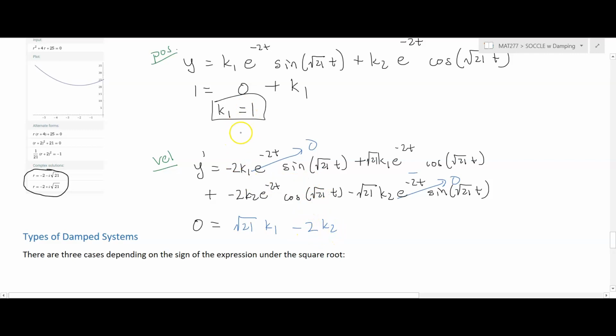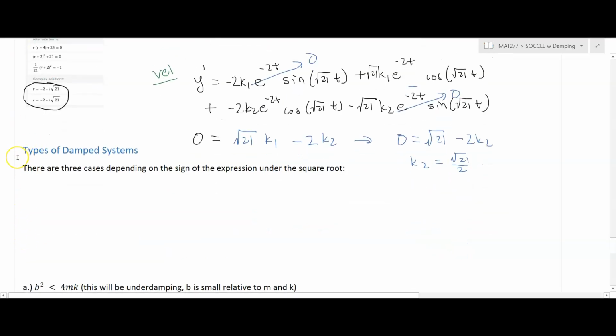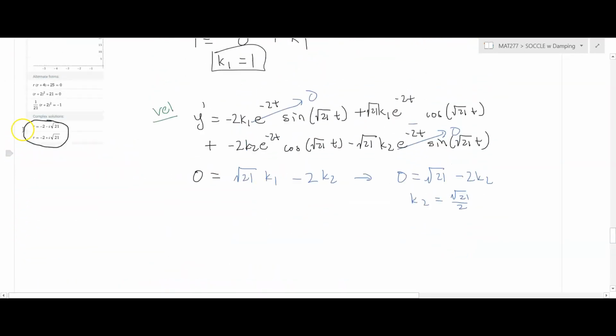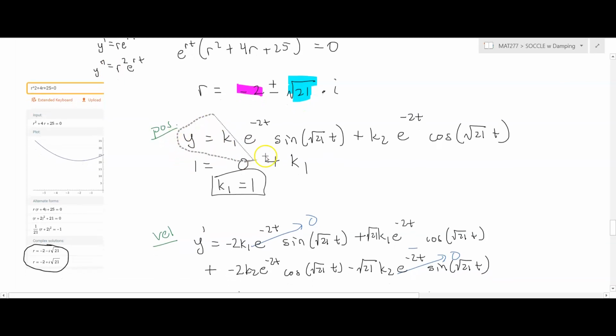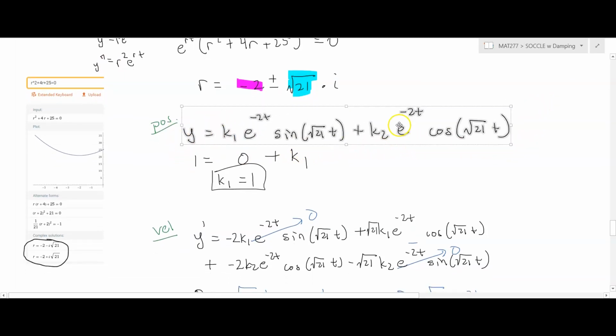Now I could dump this into Wolfram Alpha, but this is a really quick solve. If I just plug in k1 equals 1, I'll have 0 equals square root of 21 times 1 minus 2 k2. And subtracting that over, dividing by 2 gives me k2 equals square root of 21 over 2. So now my final solution is just going to be a matter of replacing k1 and k2 in my original solution. So I'm going to go ahead and just lasso this guy here and replace k1 and k2.